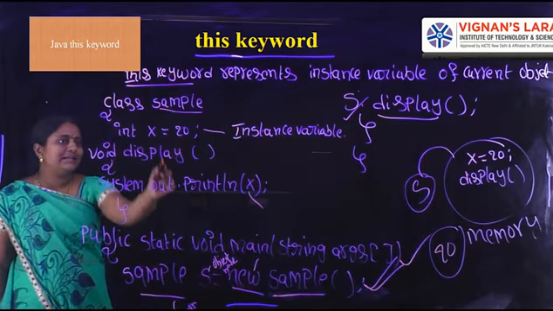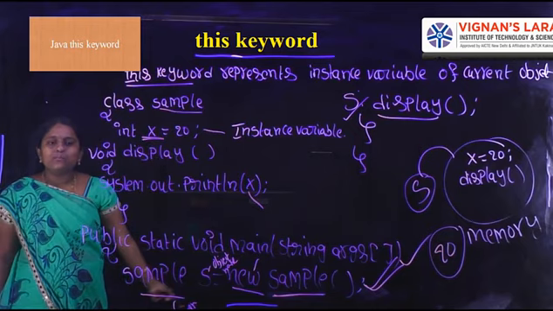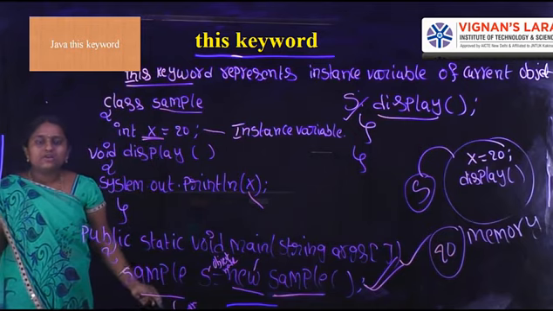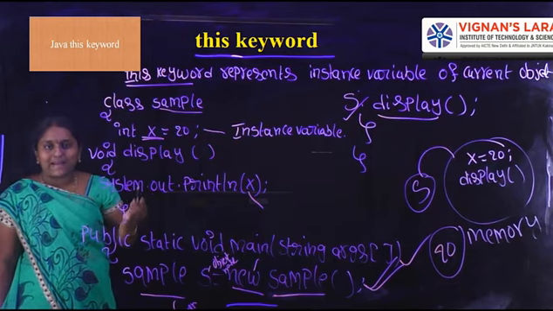Here System.out.println(x), where x is the instance variable. What is the importance of the this keyword? It represents instance variables of the current object.